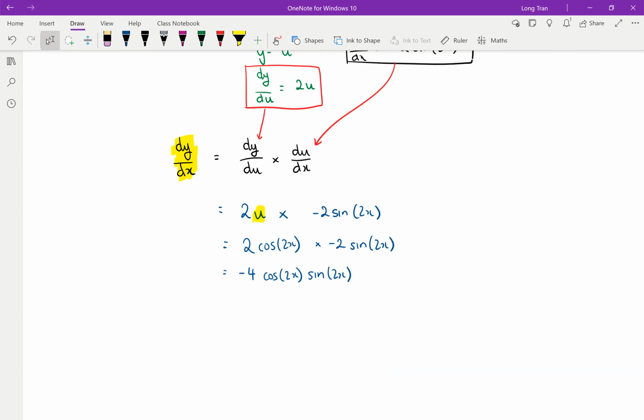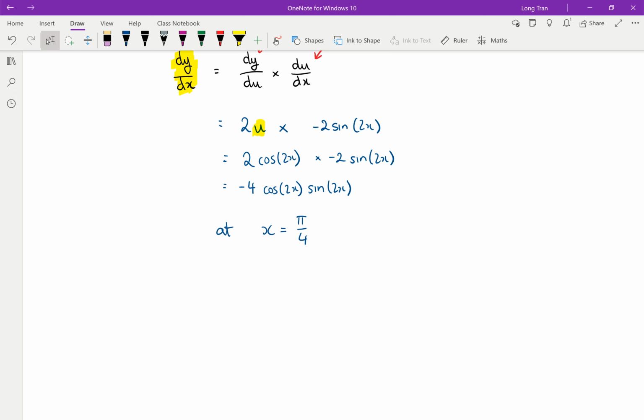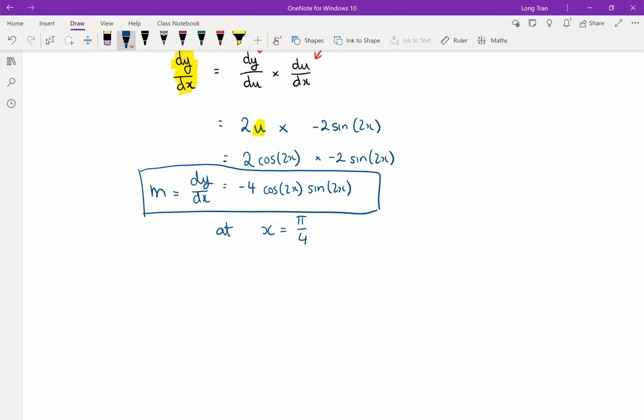I found the derivative, but the question was asking me to find at x equals to pi on 4, what is the gradient of the tangent line? So remember, delta y delta x is the gradient. It does tell you the gradient for any point that you want. In our case, we want it when x equals pi on 4. So I need to sub pi on 4 into each and every one of these. So delta y delta x, which tells you the gradient.